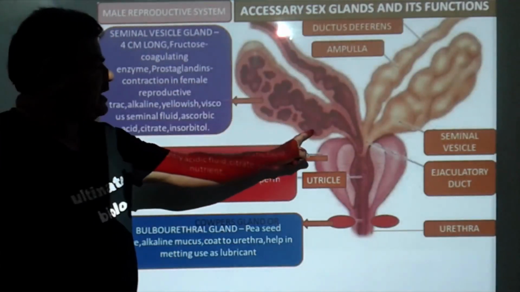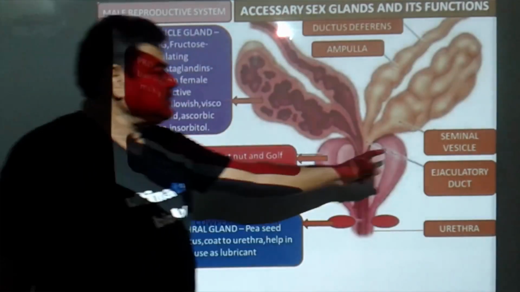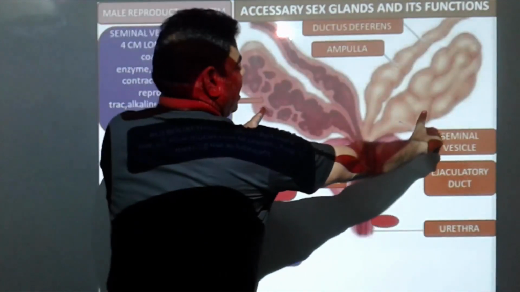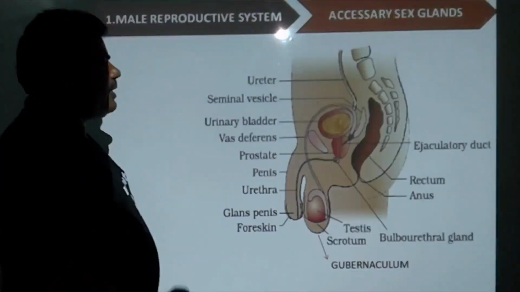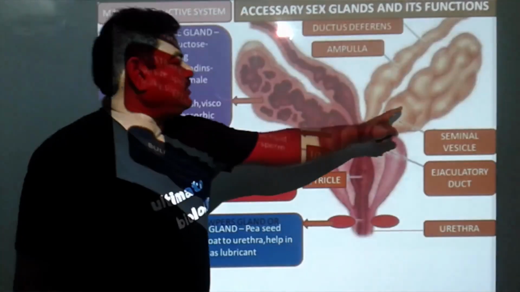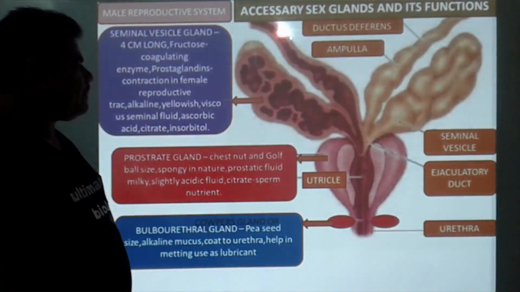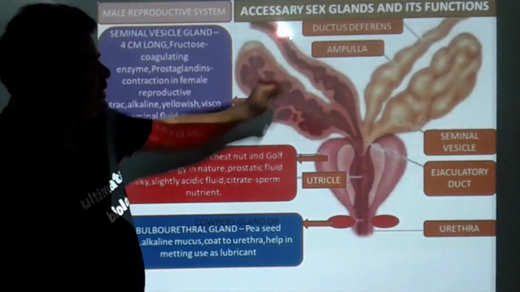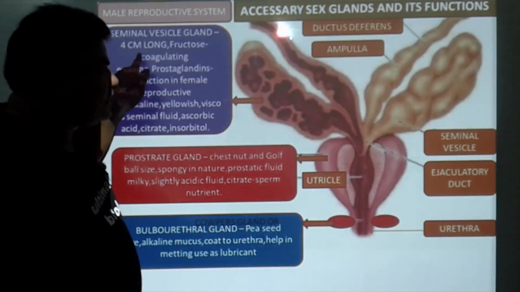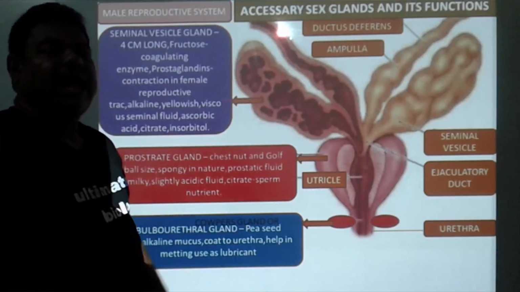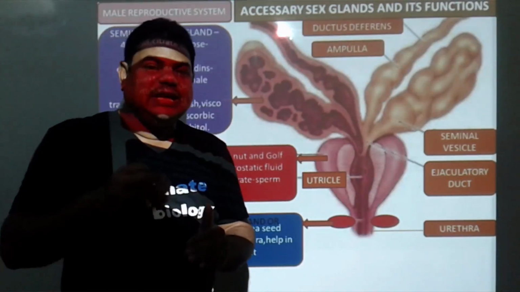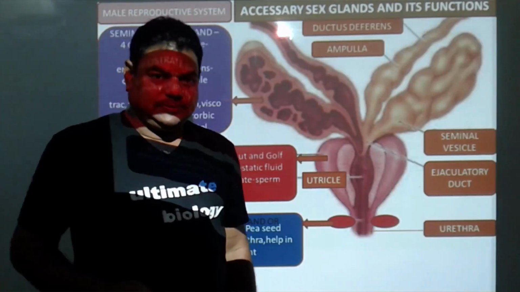This one is the first gland, we call it the seminal vesicle gland. Seminal vesicle glands are in pair. They are convoluted like this, and the seminal vesicle gland measures up to 4 cm in length. It is an important gland because it secretes fructose.